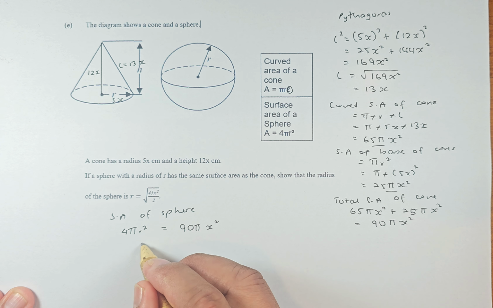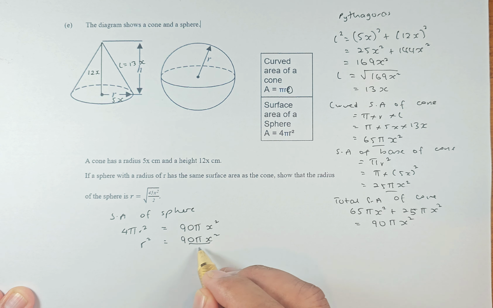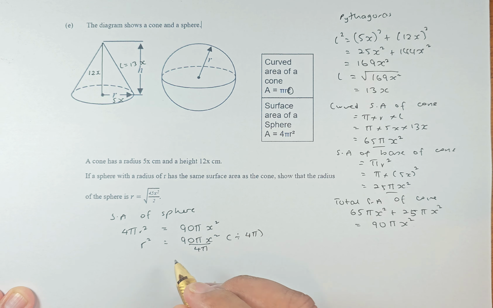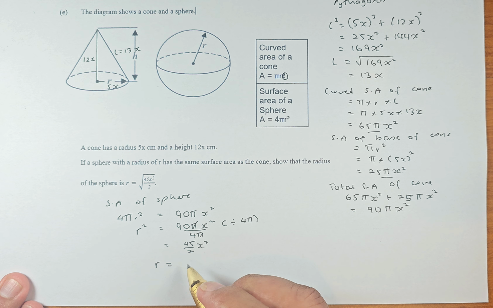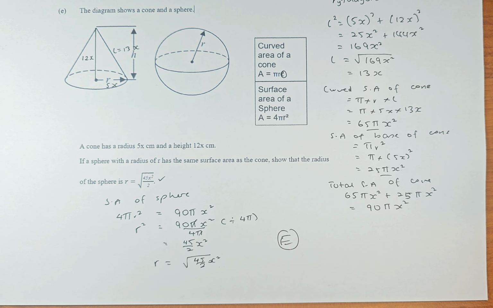To get r squared, we just need to take 90 pi x squared divided by 4 pi, because we divide by 4 pi on both sides of the equation. It's going to be 45 over 2 x squared, because the pi will cancel out. And now to get r, you just square root the answer, 45 over 2 x squared, and that is what we get here. It's a bit long for this question, but the algebra is still the same.